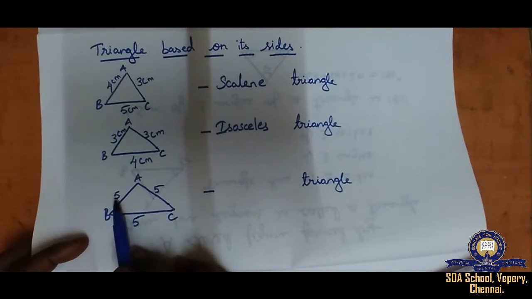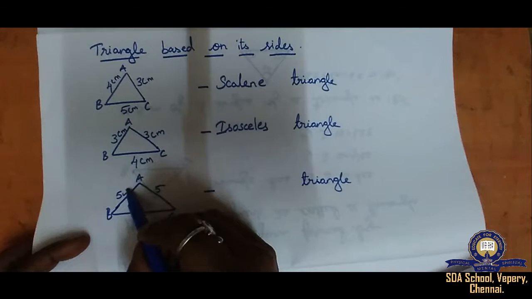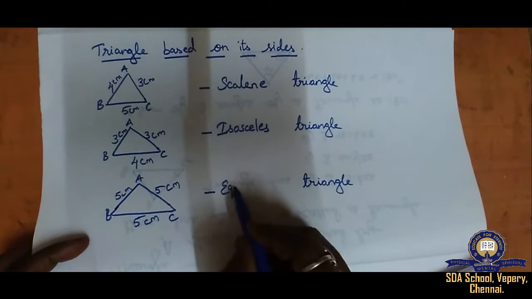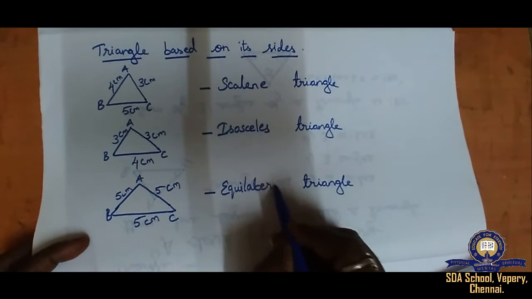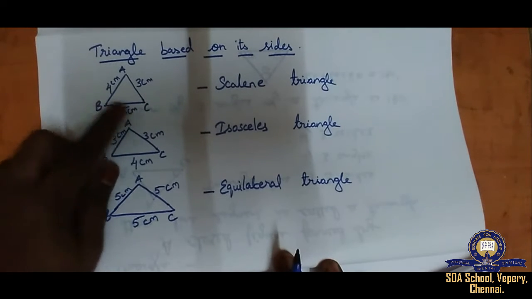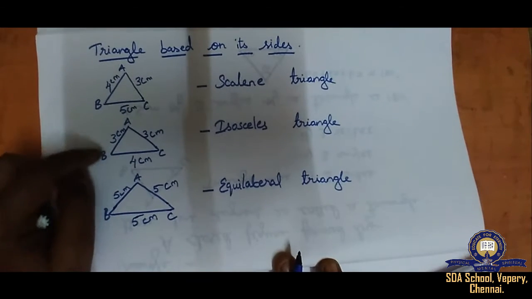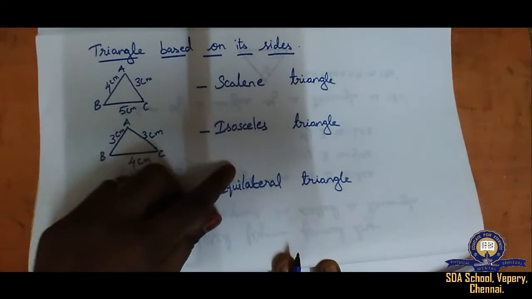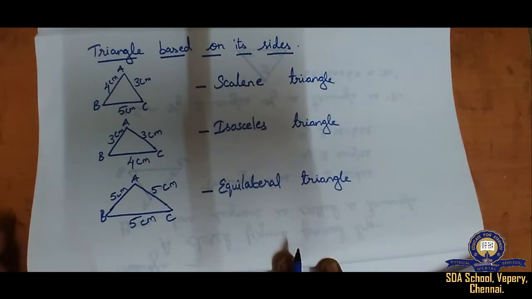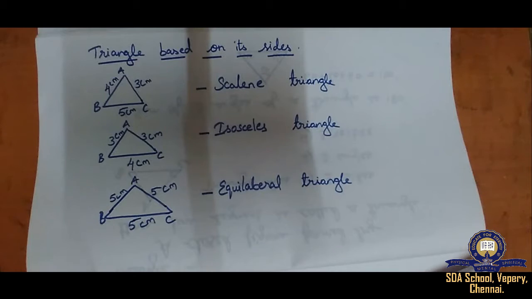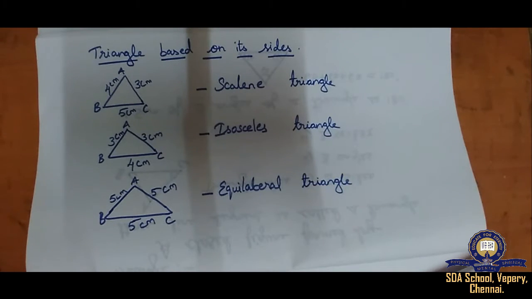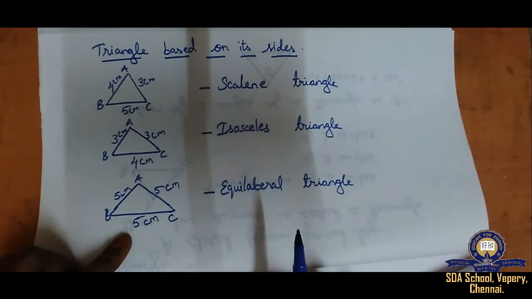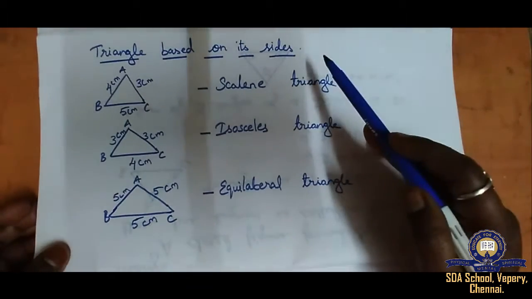Next, see here, all the 3 sides are same measurement. It is said to be an equilateral triangle. If all the sides are different, it is said to be a scalene triangle. If two sides are same and one side is different, it is said to be an isosceles triangle. If all the sides are same, 5 centimeter, any centimeter we can say, it is said to be an equilateral triangle. This is based on sides.